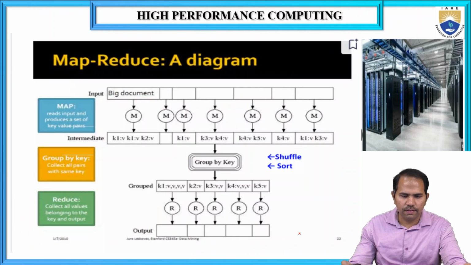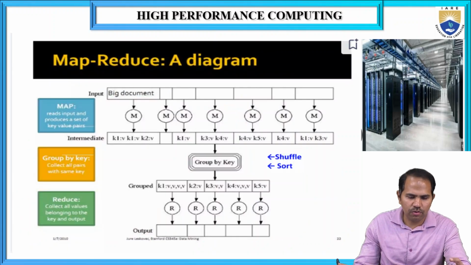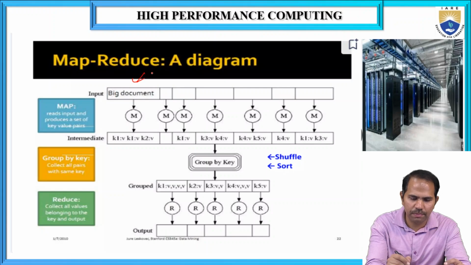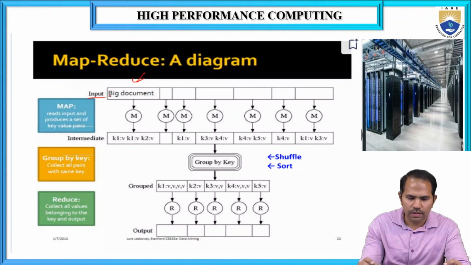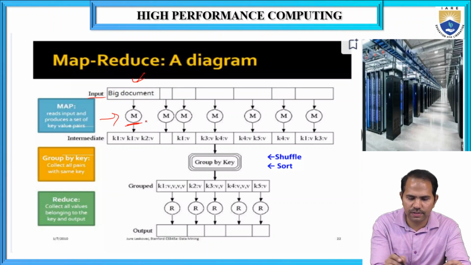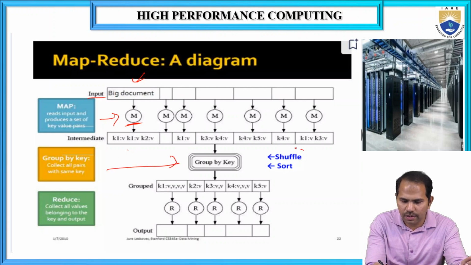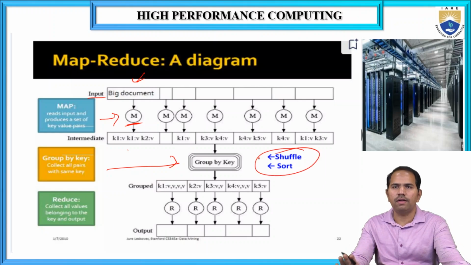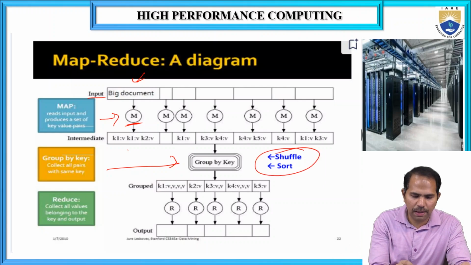So next, this is again an explanation of the same thing. The big document is considered as the input. Then that is given to a map. M is the indication for map. Then there are intermediate stages, group by key. This is the stage we have done with group by key. That is shuffle and sort. Now what are the keys in a map? K1 V, K1 V, K2 V like this. So it is based on key value pairs.